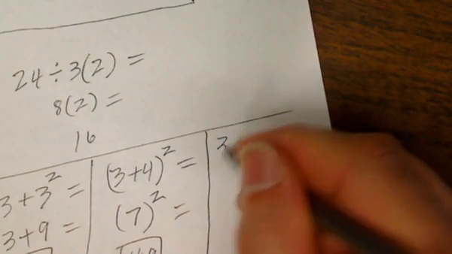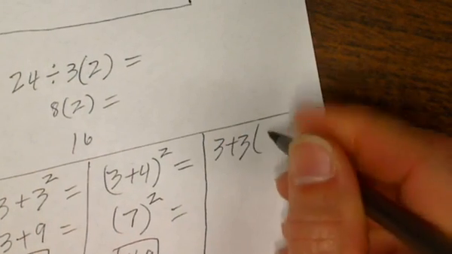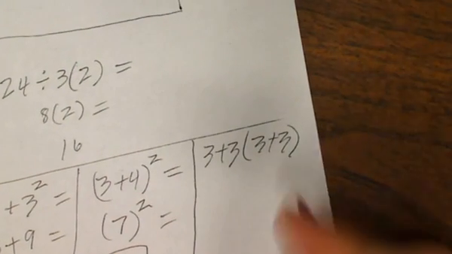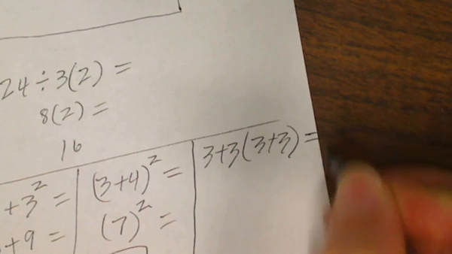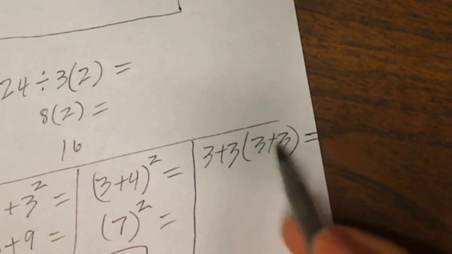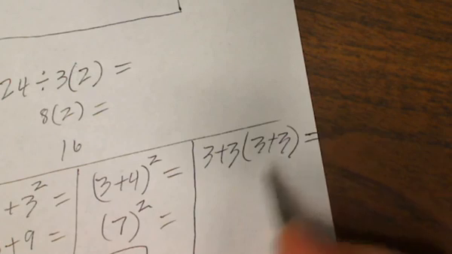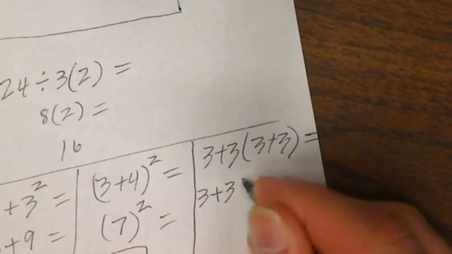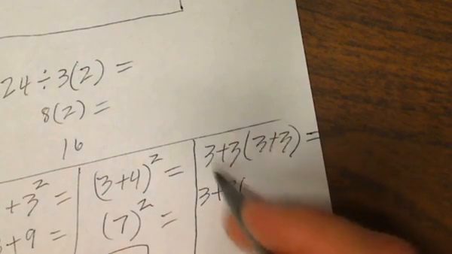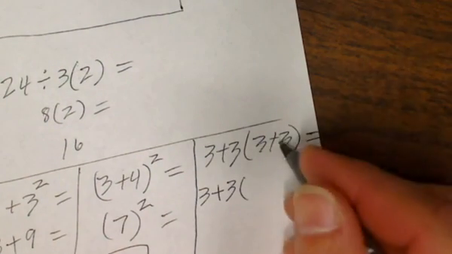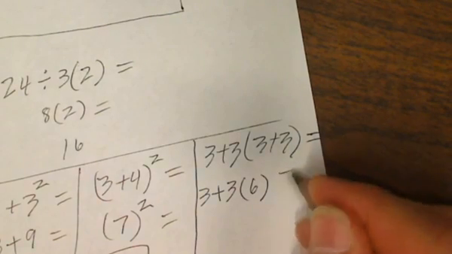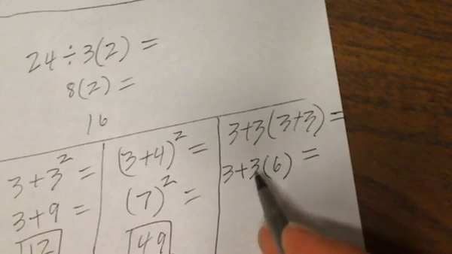The last example, 3 plus 3, open parentheses, 3 plus 3, close parentheses. What does the order of operations say? Work inside parentheses first. Copy down this 3, copy down the plus, copy down that 3, copy down the parentheses. Copy that down. Work inside the parentheses. 3 plus 3 is 6. Close the parentheses.